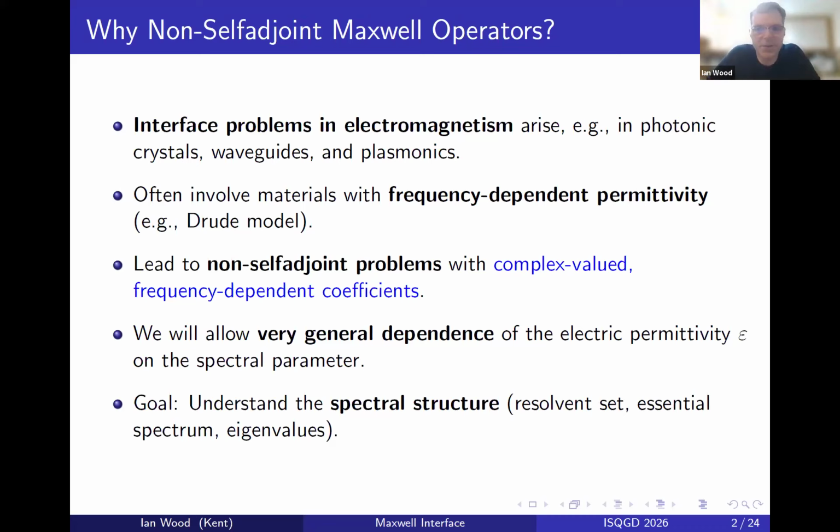And so then often these models are going to lead to non-self-adjoint problems. You've got complex valued frequency dependent coefficients, so that makes it a non-standard spectral problem. And what we do in this work is we have a very general dependence of the electric permittivity on the frequency or the spectral parameter. And what we want to do is understand the spectral structure that we get from this kind of problem.